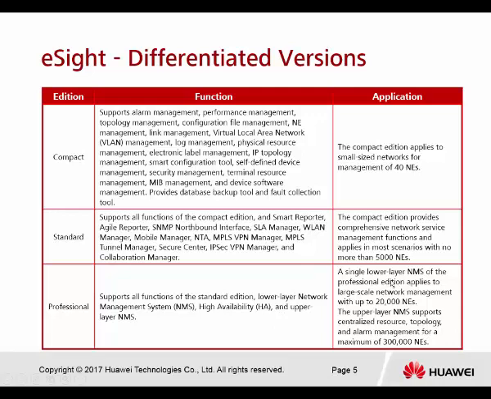A single layer, the lower layer NMS of the professional edition, applies to large-scale network management with up to 20,000 NEs, quite a lot, compared to the previous one, where the standard edition is 5,000 only. The upper layer NMS supports centralized resource topology and alarm management for a maximum of 300,000.